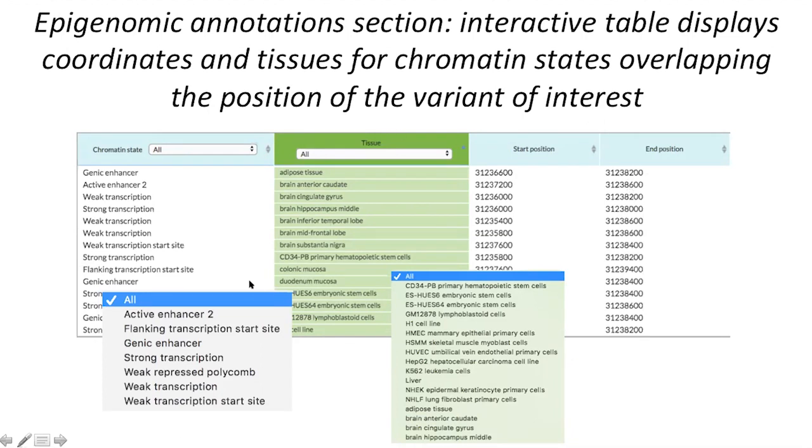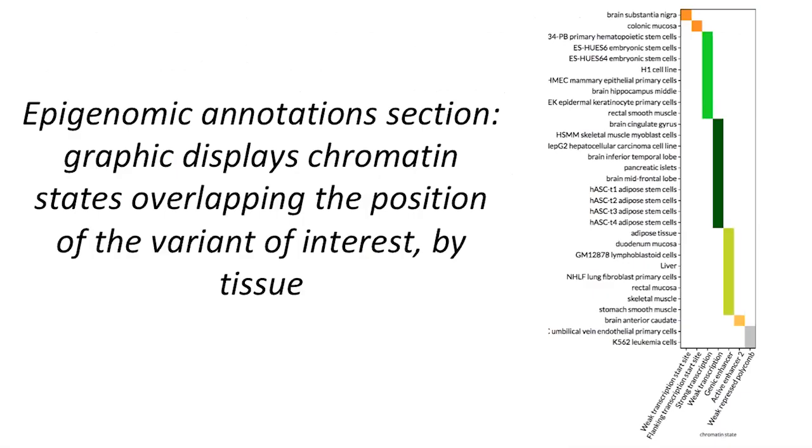And you can filter this table. You can filter by chromatin state, and just choose the chromatin state that you want to see, or you can filter by tissue, and then the table will narrow down to just that state or tissue. The columns are also sortable. So also in this section are a couple of graphical ways to look at these data.